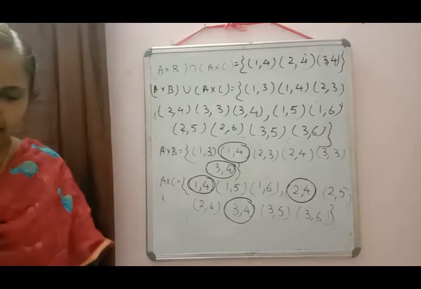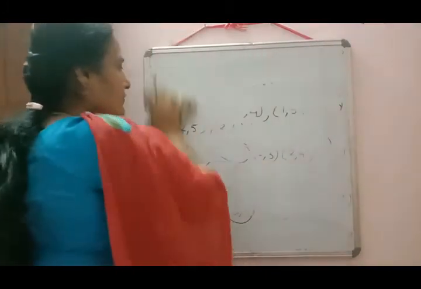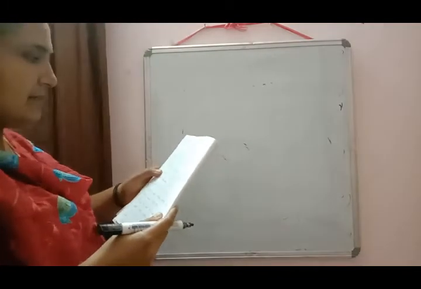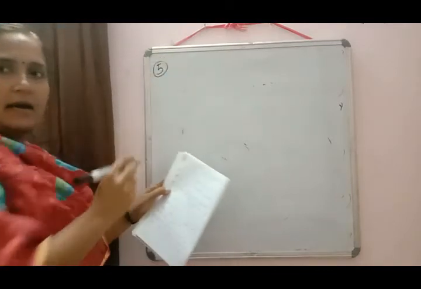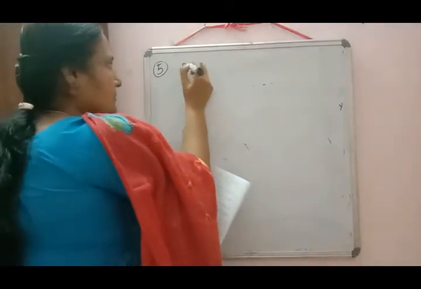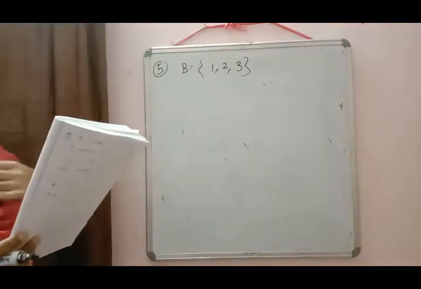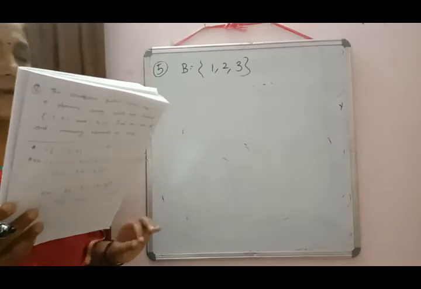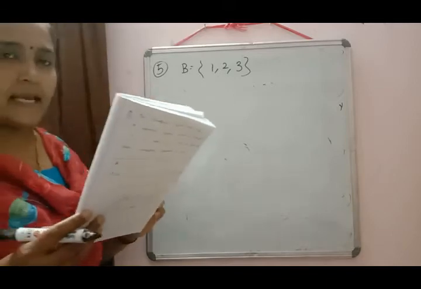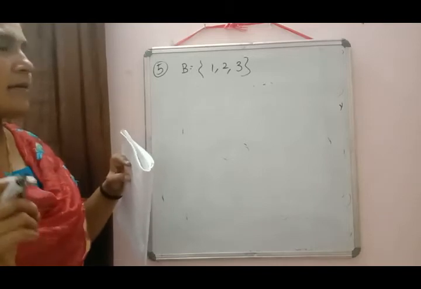Okay. Now all of you write down the next question. Question number 5. It is written, if the set A has 5 elements and set B is equal to 1, 2, 3. Find the number of elements in A cross B.